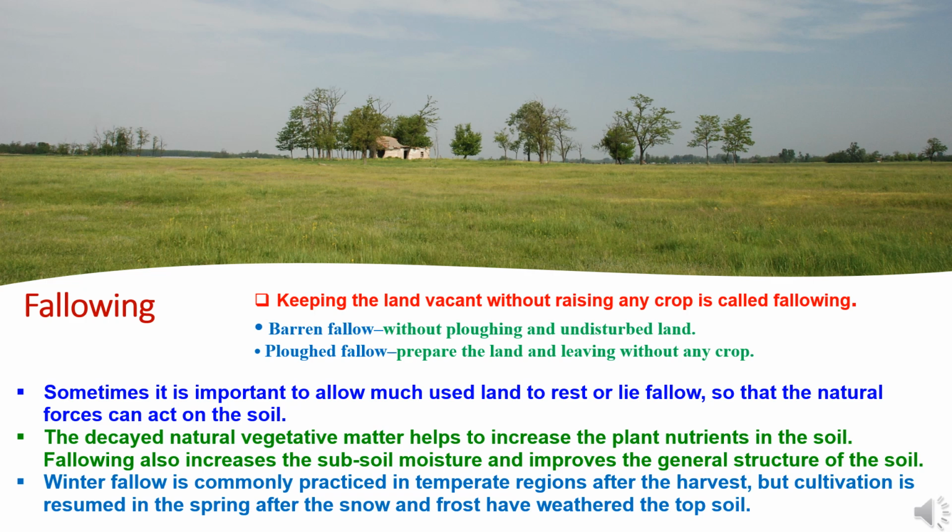Sometimes it is important to allow much-used land to reset or lie fallow so that the natural forces can act on the soil. The decayed natural vegetative matter helps to increase the plant nutrients in the soil. Fallowing also increases the subsoil moisture and improves the general structure of the soil. Winter fallow is commonly practiced in temperate regions after the harvest, but cultivation is resumed in the spring after the snow and frost have weathered the topsoil. Long periods of fallow cannot be allowed, however, in intensively run farms, as farmers cannot afford it.